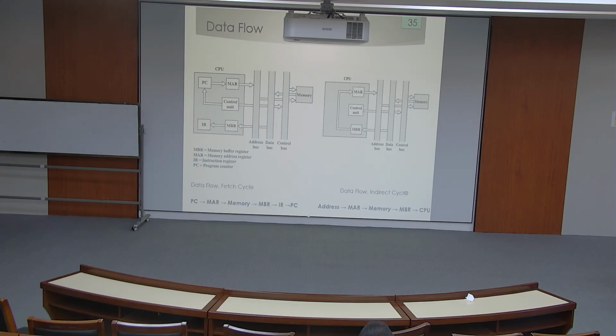This is very important. So we have the data flow for the indirect cycle when it has fetched from the memory. Now we have the address that needs to be sent to the memory address register. The memory address register sends it to the memory. Then the memory sends it back to the memory buffer register. Then we have the CPU, which has to execute the instruction.